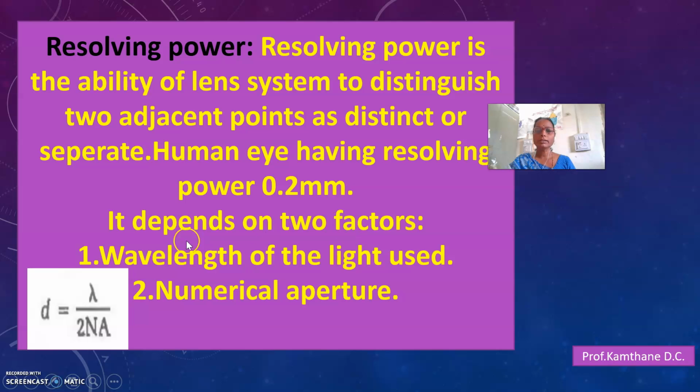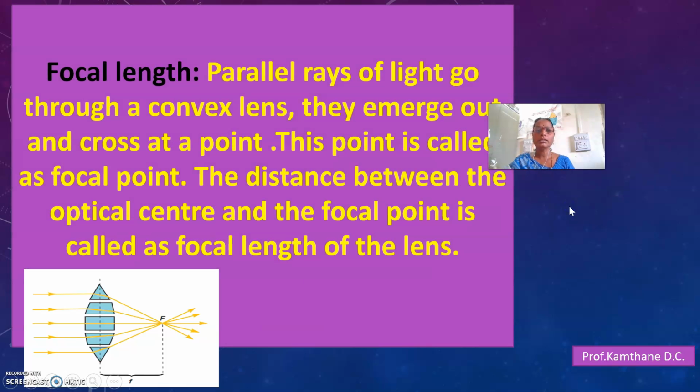It depends upon two factors: the wavelength of the light used and the numerical aperture. This is the formula: resolving power is equal to wavelength divided by 2 into numerical aperture. First, the wavelength of the light used. If the wavelength is less, then it gives more resolution, and vice versa. The second factor depends upon the maximum light admitting power of the lens system, which is again related to the numerical aperture. This numerical aperture is again related to the angular aperture.